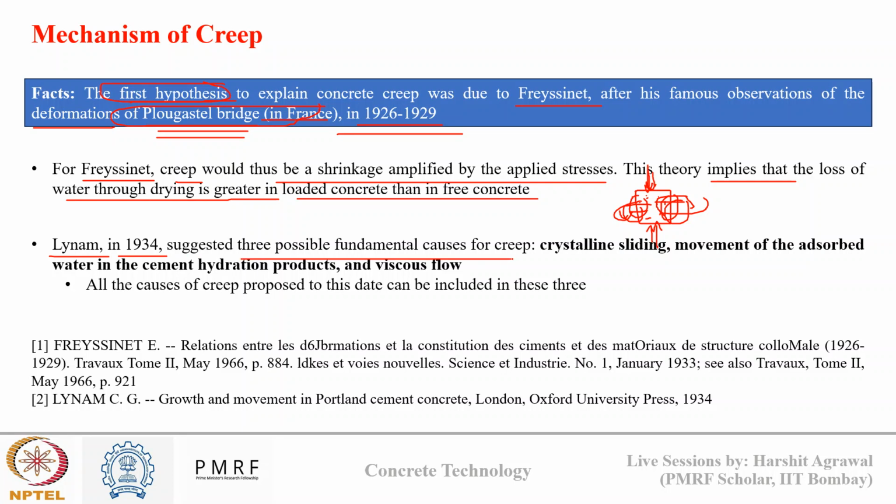three reasons. Okay, it can be due to crystalline sliding of CSH, it can be due to movement of adsorbed water in cement hydration, and it can be due to viscous flow. Okay, so all causes of creep that have been proposed till date, till 2026, can be included in one of these three types.